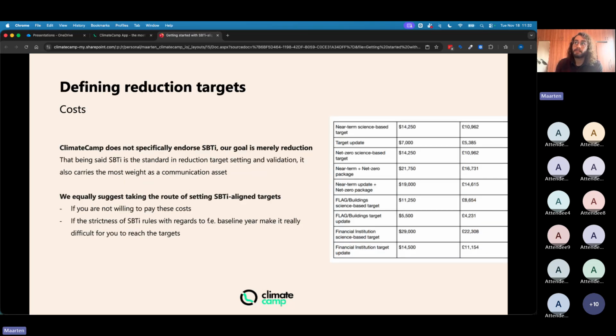And now let's talk a bit about costs. As I mentioned before, we are not an SBTi partner. I can talk about this and give the advice that SBTi is a great framework. It's the standard. You can use it to communicate your commitments, but it comes with costs. It comes with costs indirectly and directly.